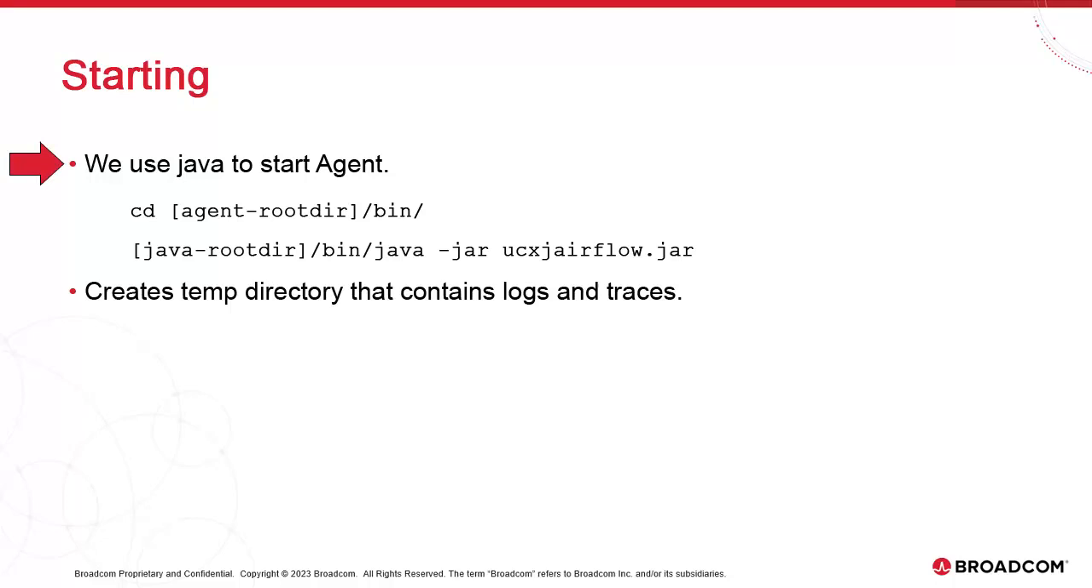Finally, you can start the agents. To do so, position yourself in the bin directory of the agent and invoke the Java command from the Java bin directory. java -jar ucxj airflow.jar. This creates the temp directory, which stores your logs and traces, assuming you've set RA to 99.